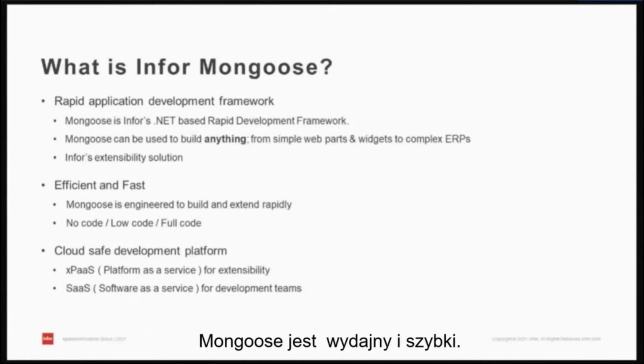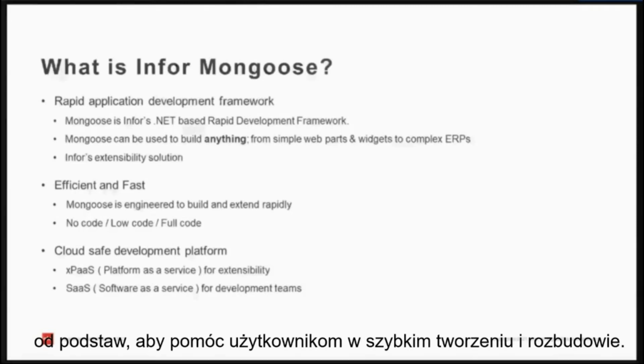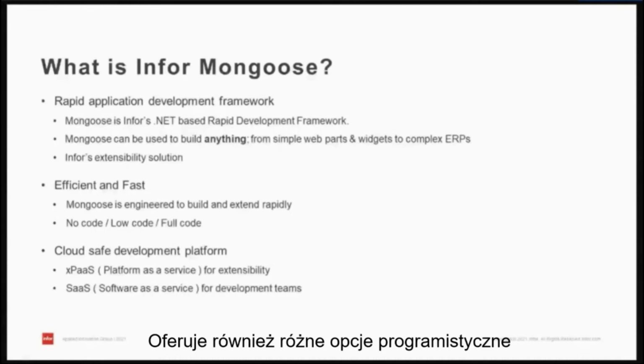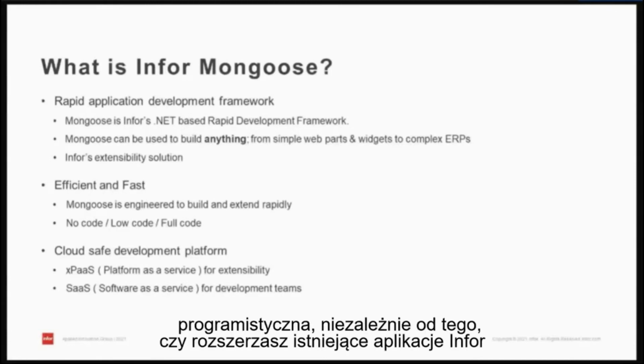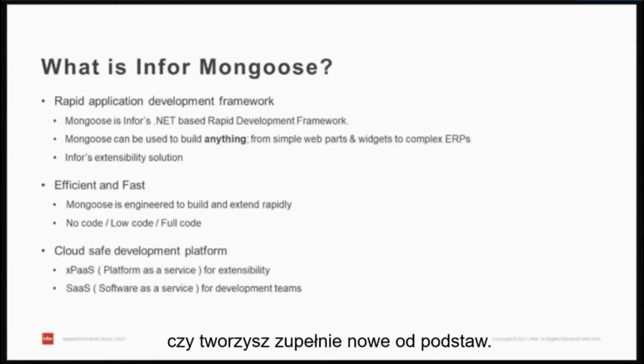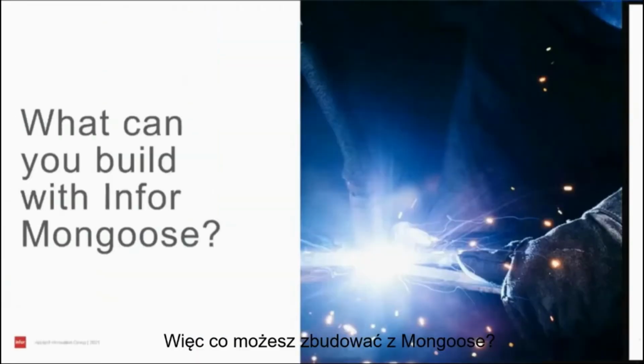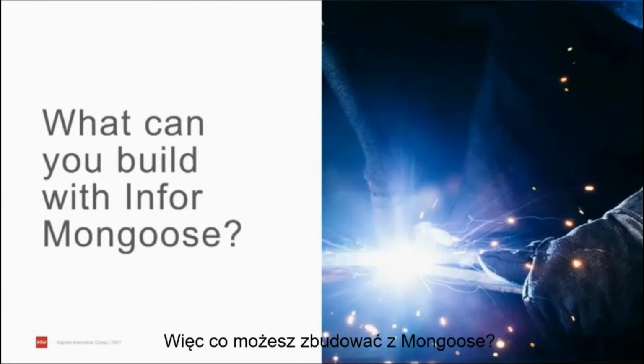Mongoose is also efficient and fast. Mongoose has been engineered from the ground up to help users build and extend rapidly. It also offers various programming paradigms, such as no-code, low-code, and full-code. Lastly, Mongoose is a cloud-safe development platform, whether you're extending an existing Infor application or developing a whole new one from scratch. So, what all can you build with Infor Mongoose?